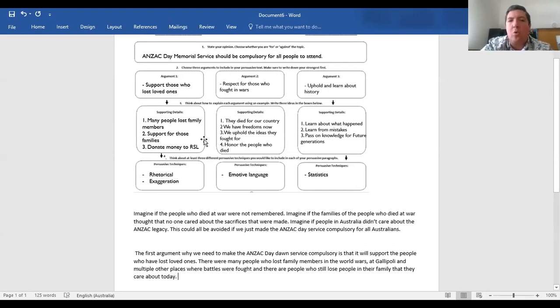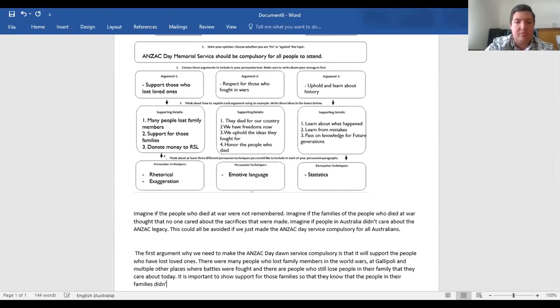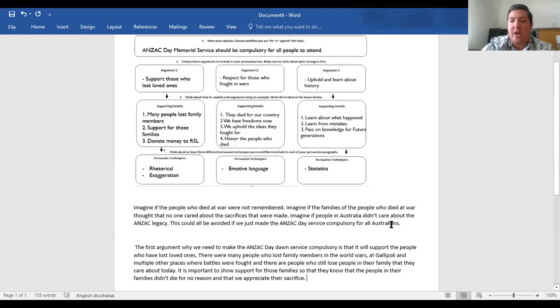Our second point here, support for those families. So we want to make sure that we're supporting those families. It is important to show support for those families so that they know that people in their families did not die for no reason. We appreciate their sacrifice. I'm now going to go to my third point, that it donates money to the RSL.